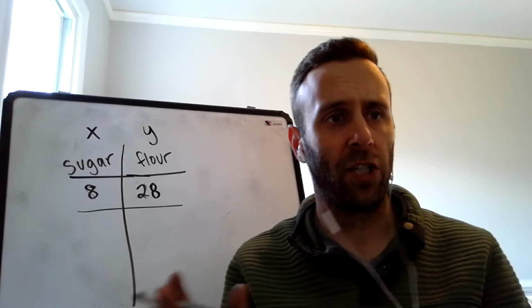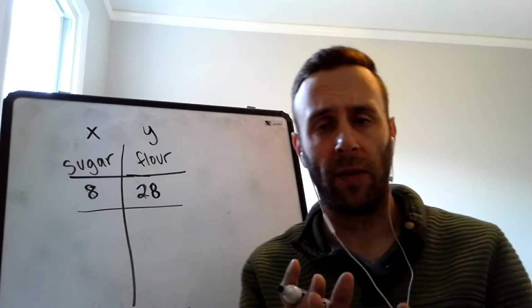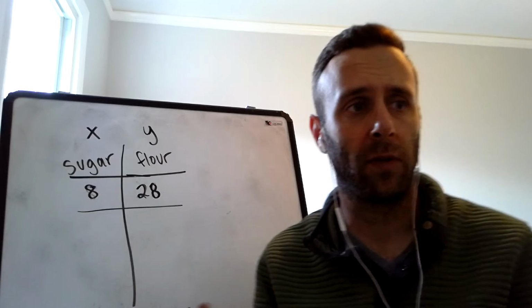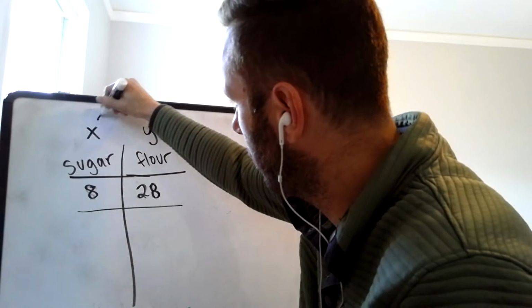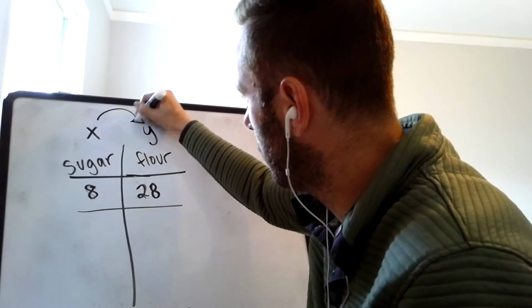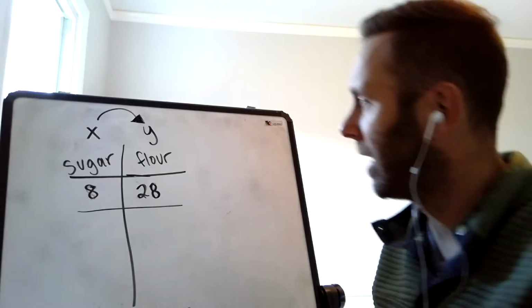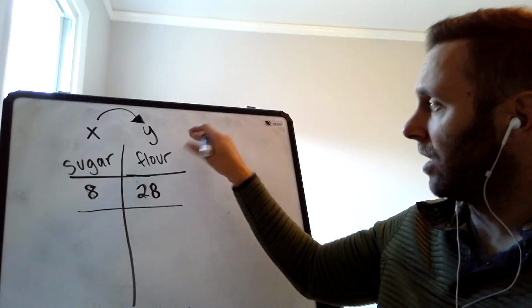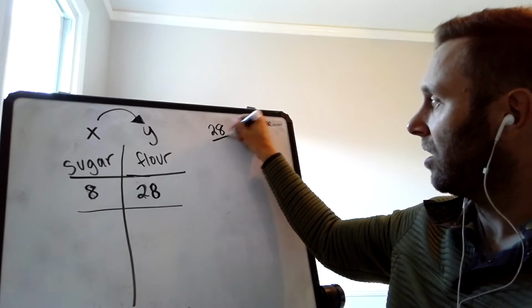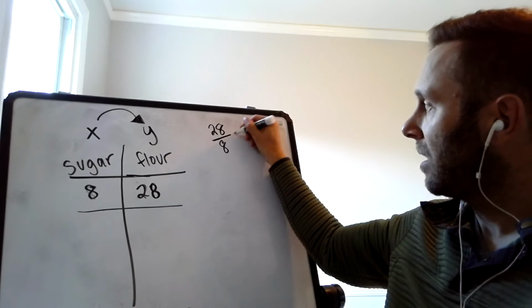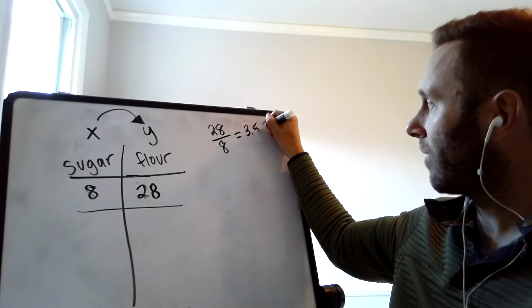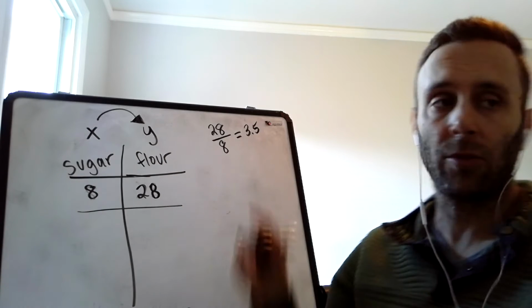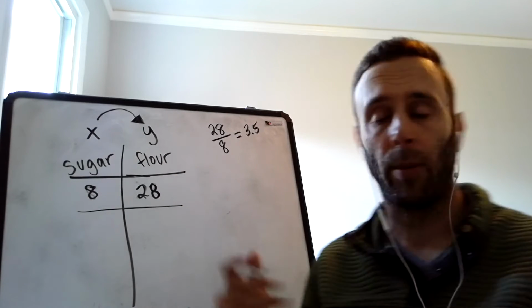So you could do this on your own and then play the video, or you could just watch the video if you're not sure. So first of all, we're going from sugar to flour. So the first thing is we have to find the constant of proportionality. So remember, if we're going this way, we're doing 28 divided by 8, and that will get you 3.5. That means you're multiplying x times 3.5. That's the constant of proportionality.